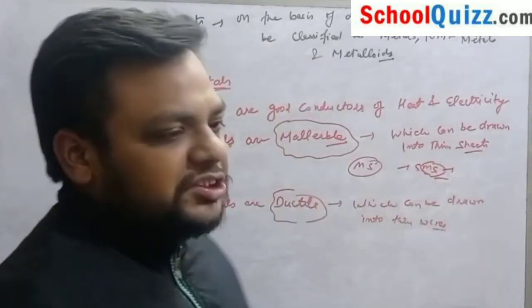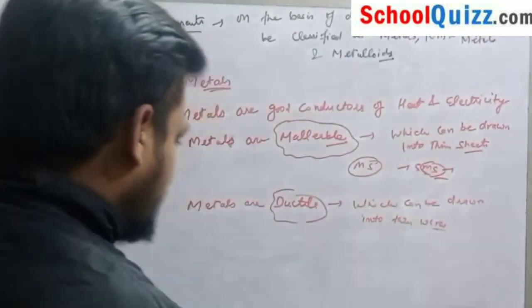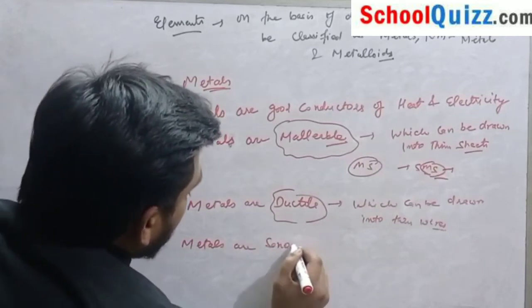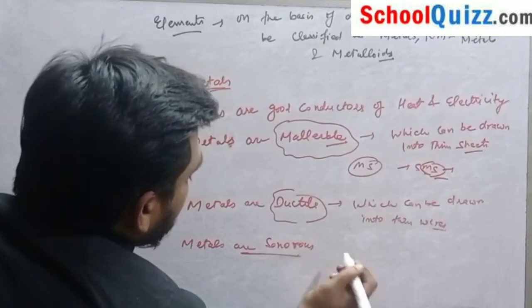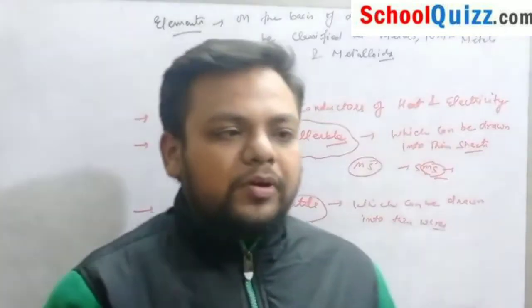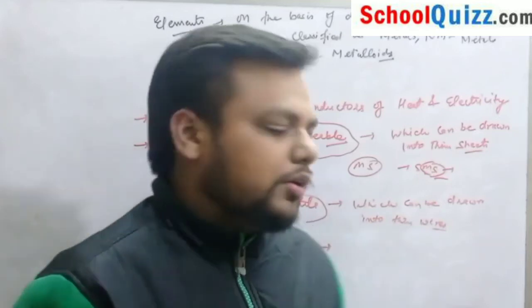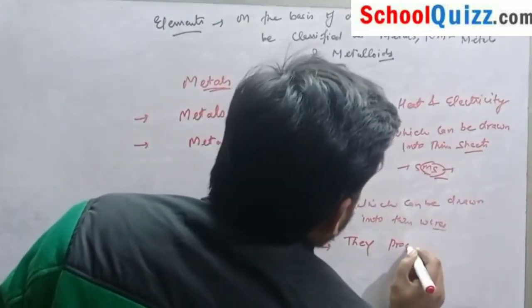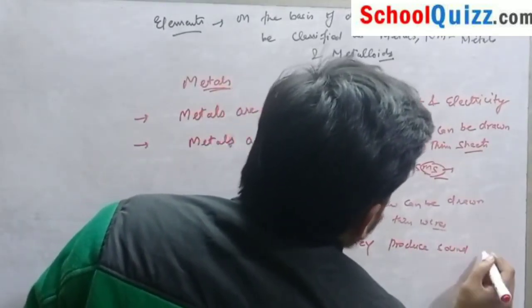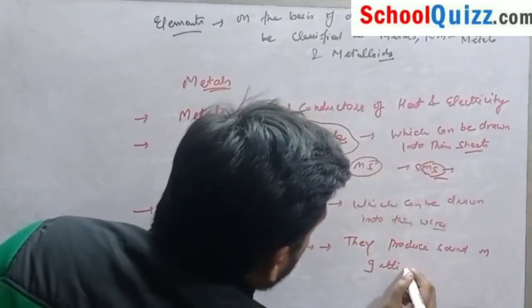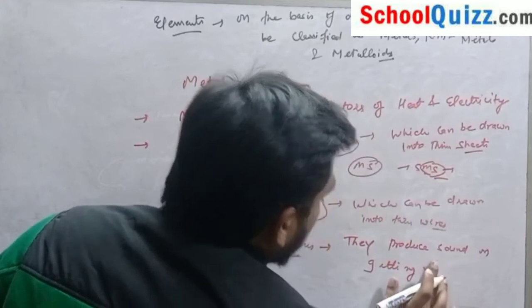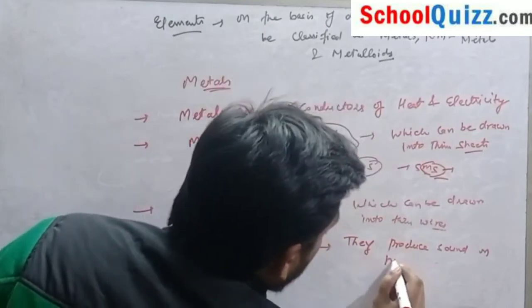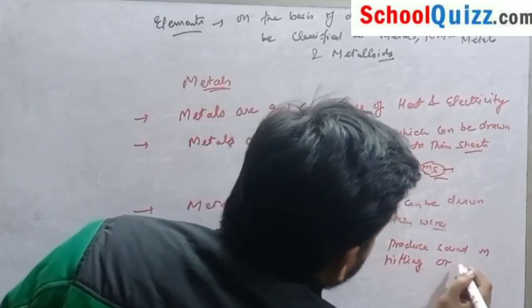Malleability means sheets. As we know, metals are sonorous. Sonorous means they produce sound on striking, on getting struck or hit.